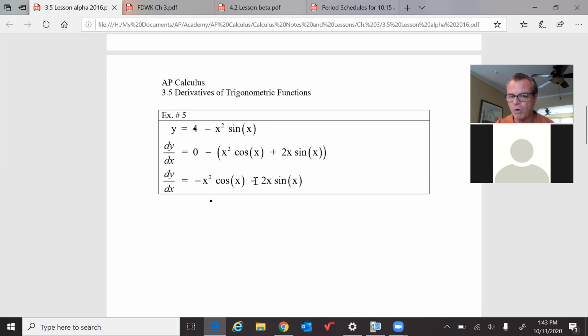So you distribute the -1, and this is what you get, which means what? If this is the parent graph, the instantaneous slope is determined by this function. Okay?